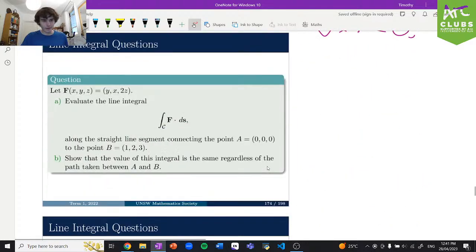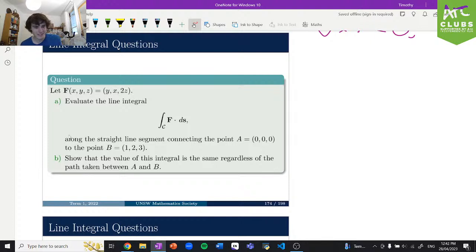Coolios. Now let's actually have a go at evaluating this line integral along the straight line segment connecting the point A equals 0, 0, 0, and the point B equals 1, 2, 3. In my slides here, I've put out some full length working out for this, so if you want to have a go and look through that, feel free. What I'm going to try instead is solving it in a slightly different method, and a method that maybe I would argue is slightly nicer.